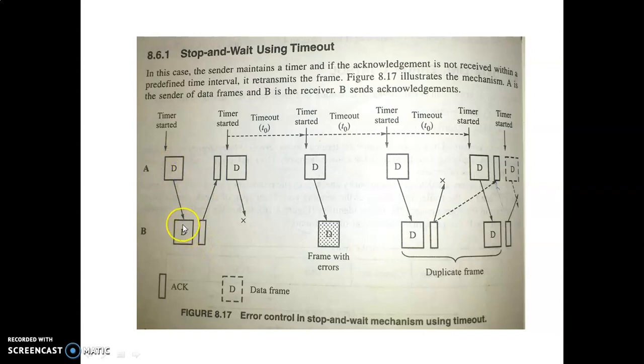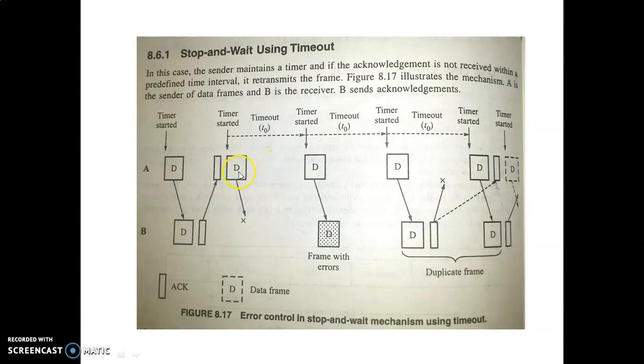It is received properly by B, and then in the stop and wait method B sends an acknowledgement that it is received properly, and A waits for that acknowledgement. Only after it gets the acknowledgement will it send the next frame. Now this D is different from this D. It is not the same frame, it is the next frame. Since it received the acknowledgement, it will send the next frame.